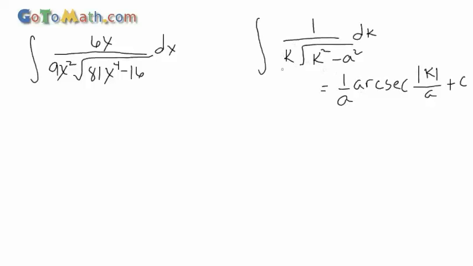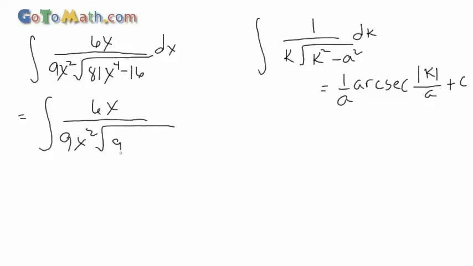So this form right here, this is what you've got to look at and identify. However, this doesn't look exactly like this, and we're going to get it to look like this, but we're going to use that substitution method that we learned. First off, let's try to get it to look like this. We can rewrite this as 6x over 9x squared, the square root. Now you notice 81, if we square root 81 we get 9, right? And then square root x to the fourth, you get x squared.